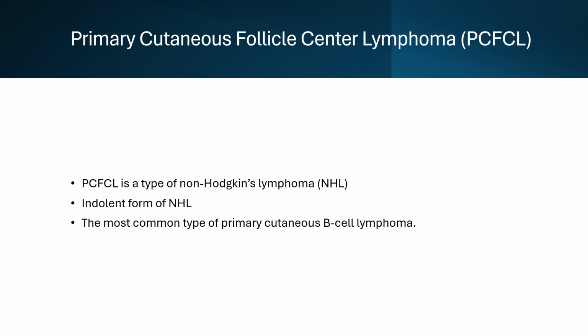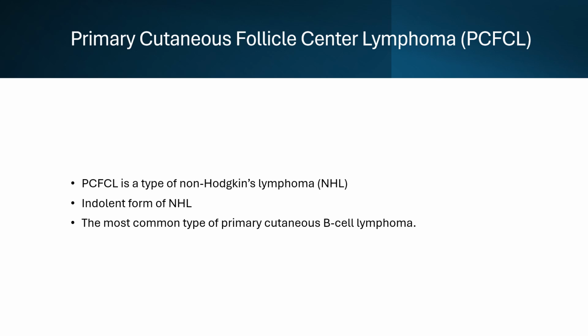So we have several B-cell and T-cell lymphomas that can affect the skin, most of which are T-cell lymphoma. But among the primary cutaneous B-cell lymphomas, primary cutaneous follicular center lymphoma is the most common type. Primary cutaneous lymphomas are classified based on the involvement of the skin without any evidence of systemic or nodal disease at the time of the diagnosis.